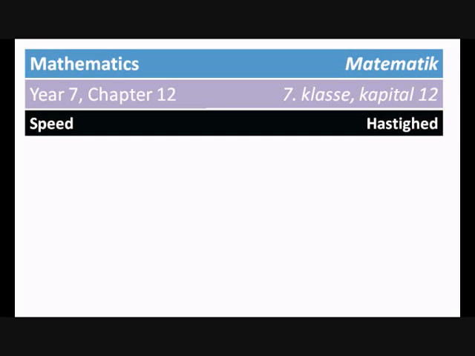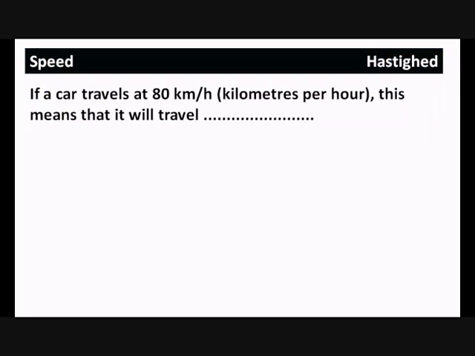Okay, this presentation is all about speed. So let's think about a car. If it travels at 80 kilometers per hour, what does that actually mean? Well, it means that it can travel 80 kilometers in 1 hour.